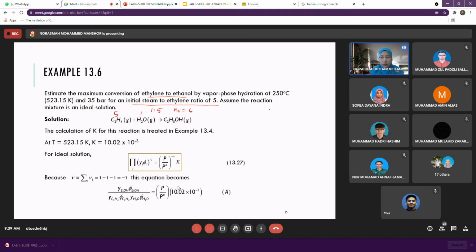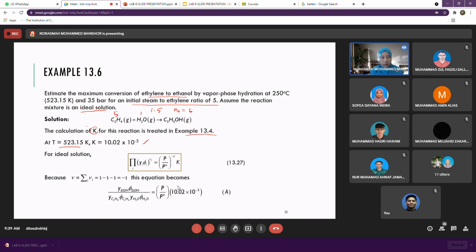Alright. Assume the reaction mixture is ideal solution. Ini this reaction sama macam example 13.4 last week. Okay, so dia punya calculation of K ni dah buat. Okay, at this temperature, K adalah 10.02 times 10 to the power of negative 3. So ini K dah dapat.